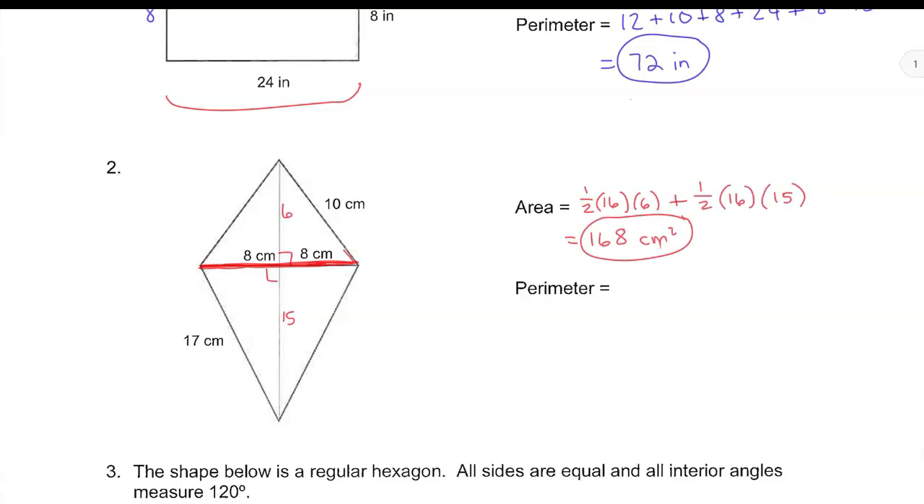The perimeter is adding up all the sides. I will label this side as 17 and this side as 10. So I'm going to add 10 plus 10 plus 17 plus 17, which gives me 54 centimeters.